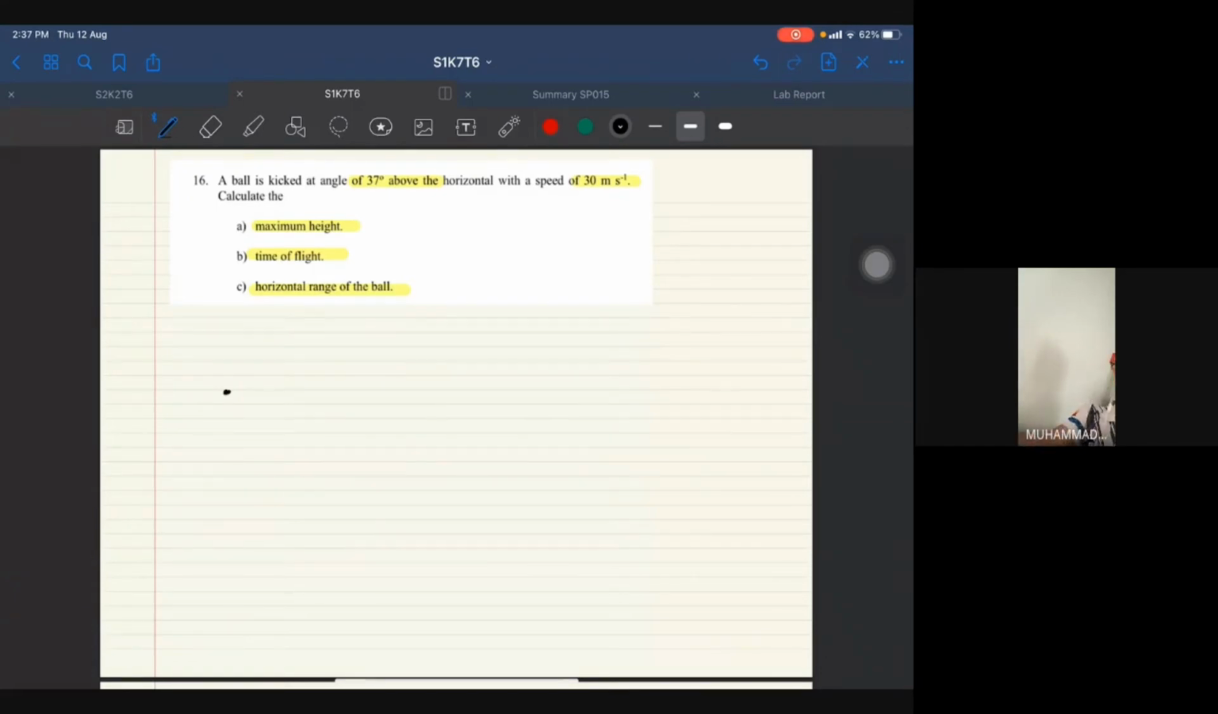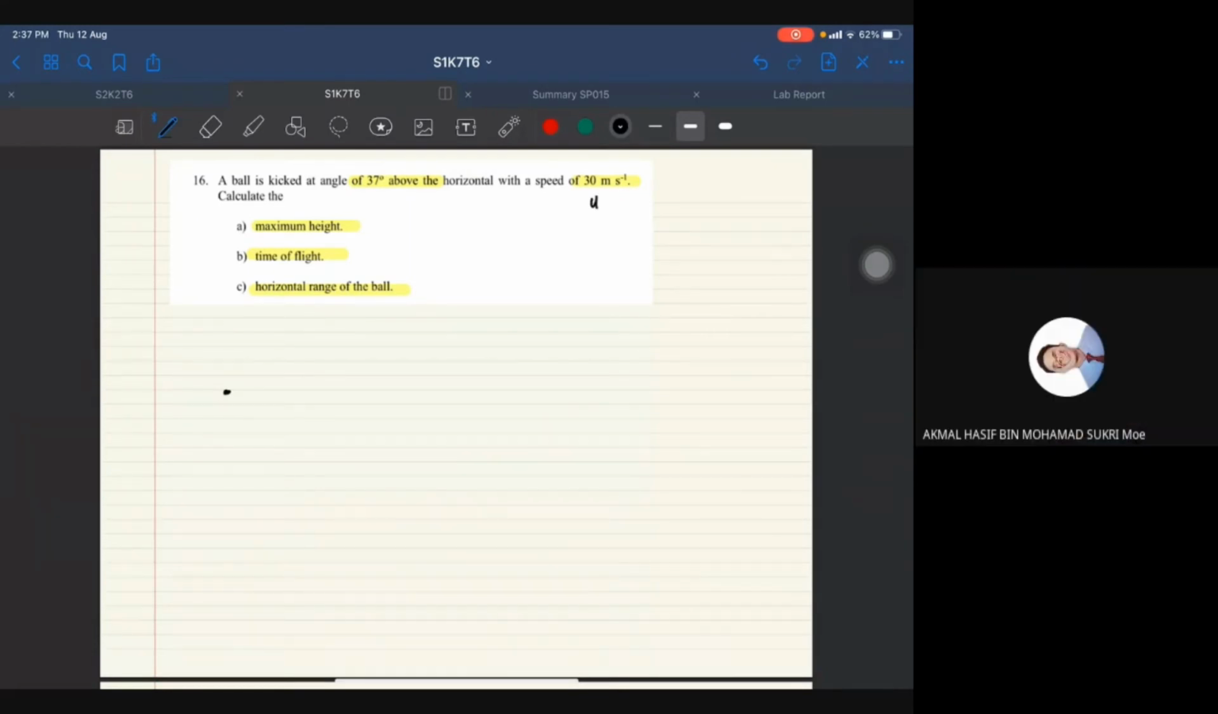Okay, ball. So, I just draw a dot like that. Dia kata dia ada initial speed. Okay, itu U ke UX ke UY? Yang 30 meter per second. UX. Kenapa kamu cakap UX? Horizontal. Okay, jangan confuse dengan horizontal tu sebab dia kata a ball is kicked angle 37 degree above horizontal. Okay, itu dia punya angle.